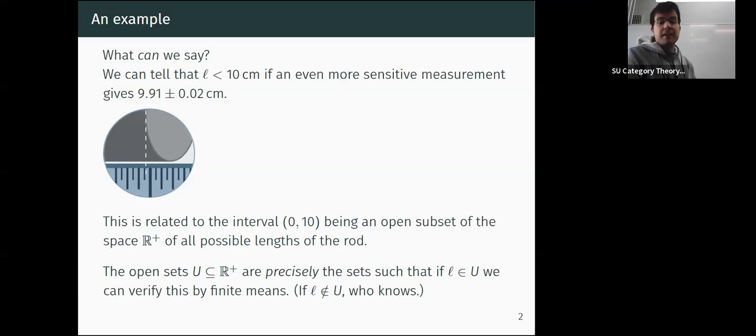But if the length is not in the set, we can't say anything one way or the other, right? So if it's not in the set, we don't know, but if it is in the set, then we can tell.